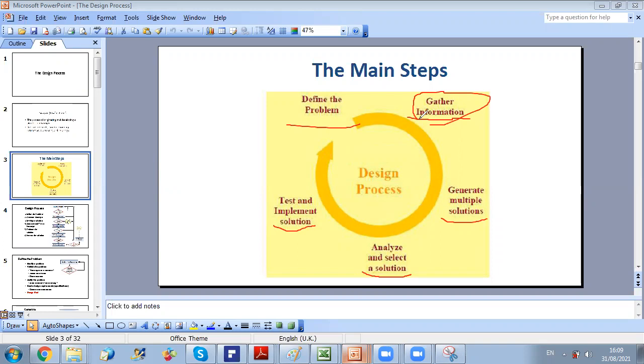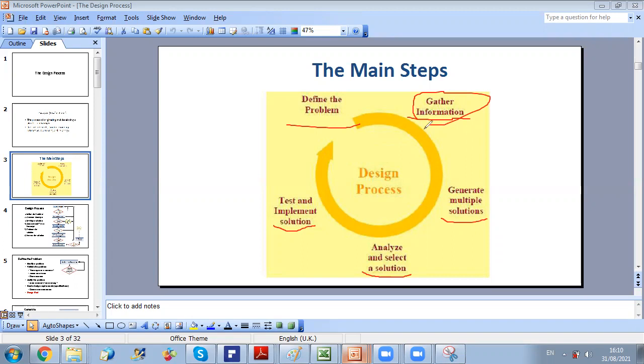Okay, so gathering pertinent information can reveal facts about the problem that result in a redefinition of the problem. So sometimes, while doing your research, you say maybe I didn't define my problem appropriately. I need to change something or redefine it completely. So this is why we said that even the definition of the problem might evolve during the design process.